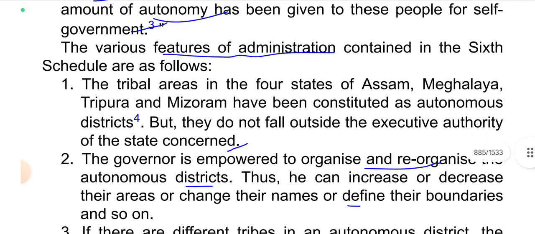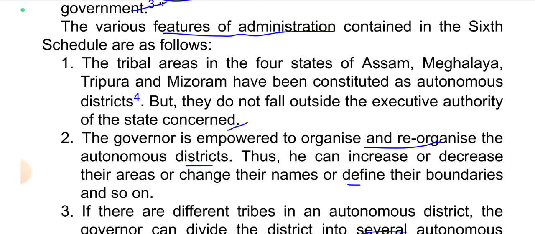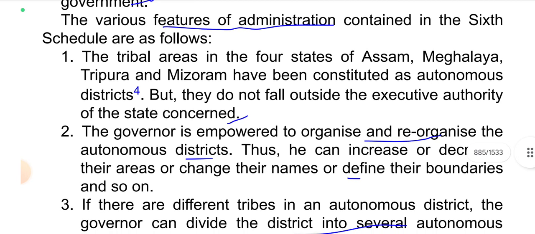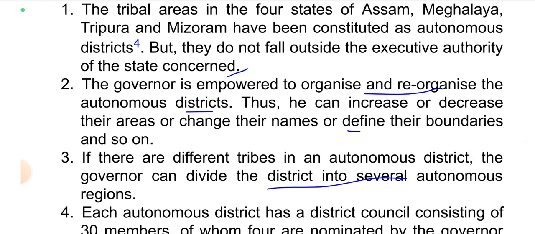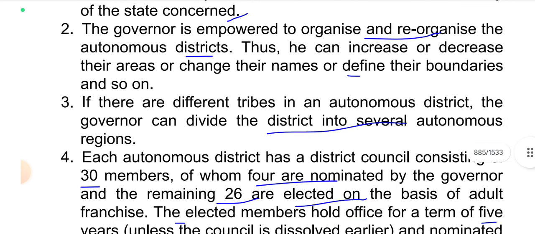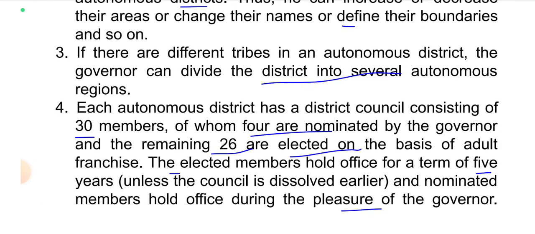The various features of administration contained in the 6th schedule are as follows. The tribal areas in the 4 states of Assam, Meghalaya, Tripura and Mizoram have been constituted as autonomous districts, but they do not fall outside the executive authority of the state concerned. The governor is empowered to organize and reorganize the autonomous districts. Thus, he can increase or decrease their areas or change their names or define their boundaries and so on. If there are different tribes in an autonomous district, the governor can divide the district into several autonomous regions.